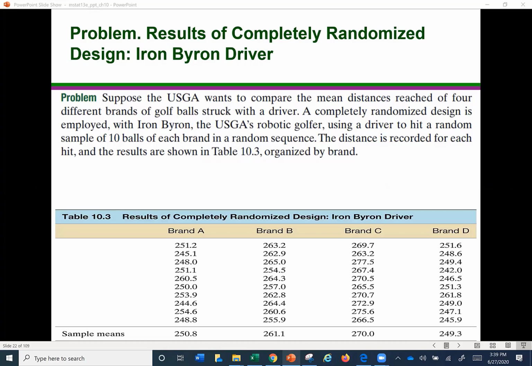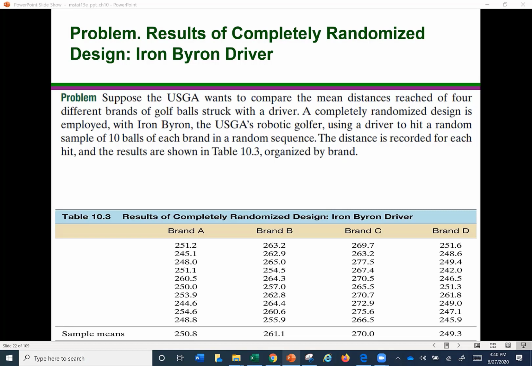Problem 1. This is a problem about a completely randomized design. We are going to use a robot in this experiment. Suppose that the USGA, United States Golf Association, wants to compare the mean distance reached by 4 different brands of golf balls struck with a driver. This is a special club.